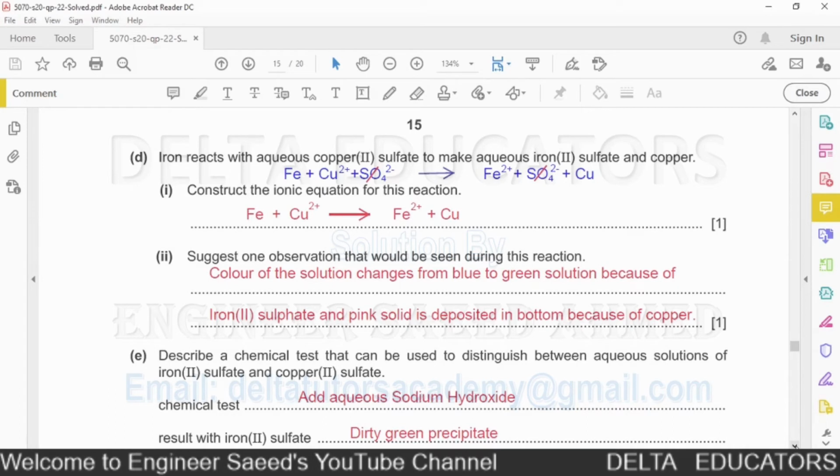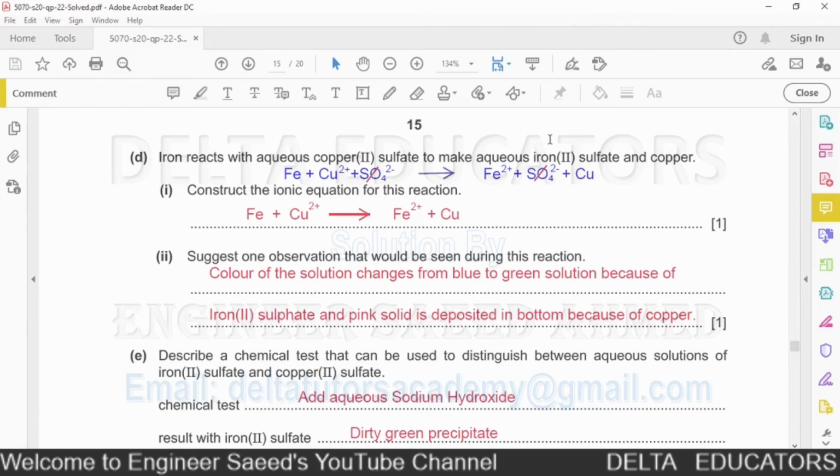Part D. Iron reacts with aqueous copper sulfate to make aqueous iron sulfate and copper. Number 1. Construct the ionic equation for the reaction. Here it is given iron reacts with copper sulfate. Copper sulfate means copper ion and sulfate ion. When iron reacts with copper sulfate, we get ferrous sulfate and copper. And ferrous sulfate is an ionic compound, so we will get ferrous ion and sulfate ion.